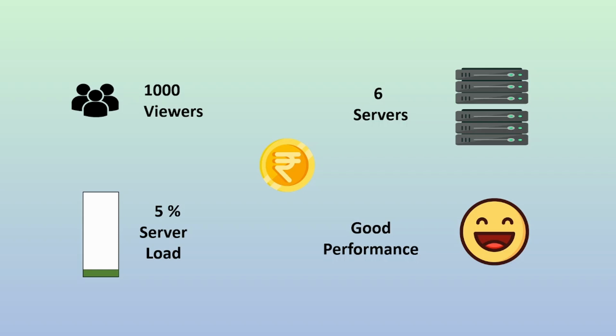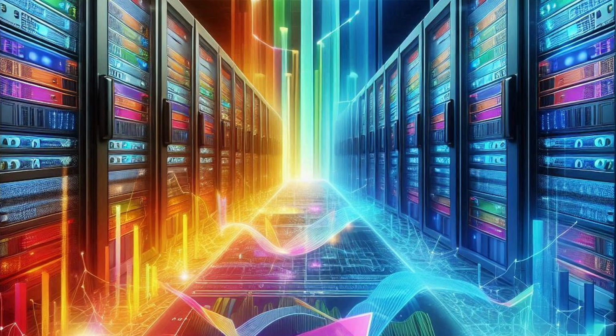But now as you see, the server is just 5% loaded. It means we are utilizing just 5% of the capacity and 95% is sitting idle. It means we are wasting a lot of money. So what would we need to do at this point of time? We need to do something called scaling down, where we reduce the number of servers from 6 to something like maybe only 1 server. This is called scaling down.